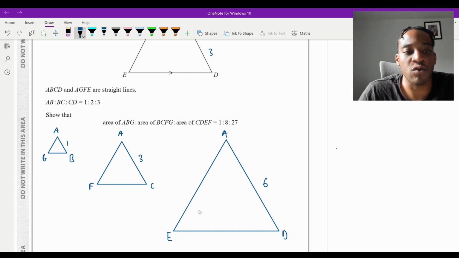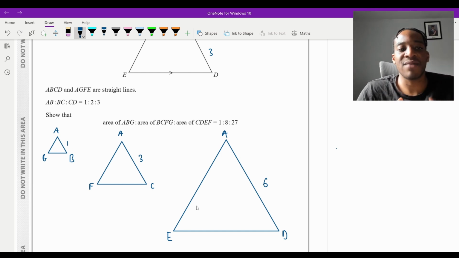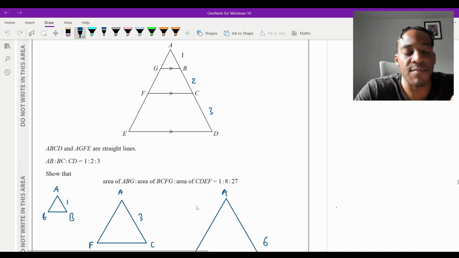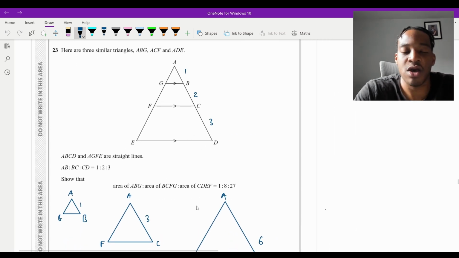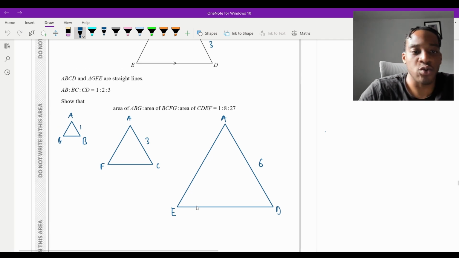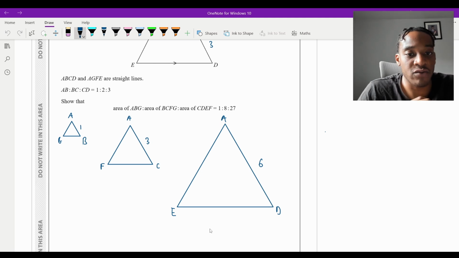Now, how is this helpful? Well, remember, when you're dealing with similarity questions, there are 3 types of scale factors. There's the length scale factor, the area scale factor, and the volume scale factor. Now, we're dealing with a 2D shape, so we don't need the volume for this question, but it's always good to have that in mind. So what we can do is work out the ratio of the lengths, in terms of scale factors and so on.